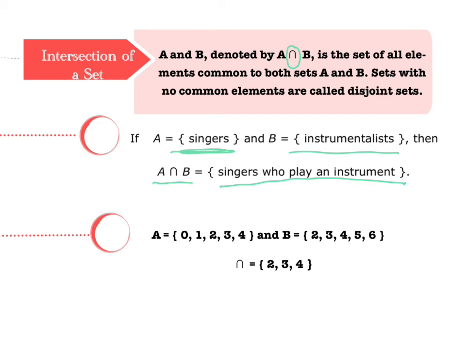Okay? So let's proceed to the next example para mas madali nating maintindihan. So we have set A: 0, 1, 2, 3, and 4. And set B is 2, 3, 4, 5, and 6. Okay? So, sa intersection, titignan lang natin ang kaparehong mga elements sa dalawang set. Okay? So, we have 2, 3, 4, and yun lang. Tatlong elements lang ang nandyan sa dalawang set. So that is the intersection of the two sets.